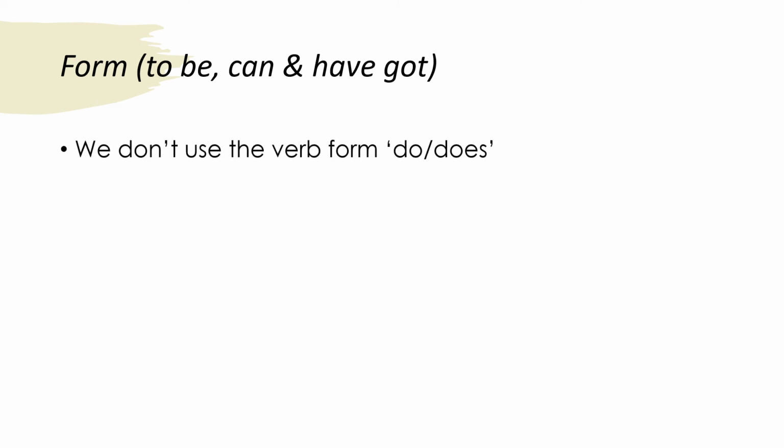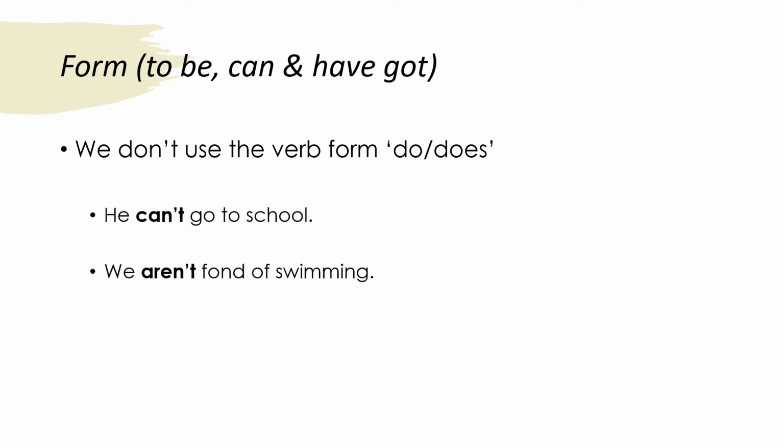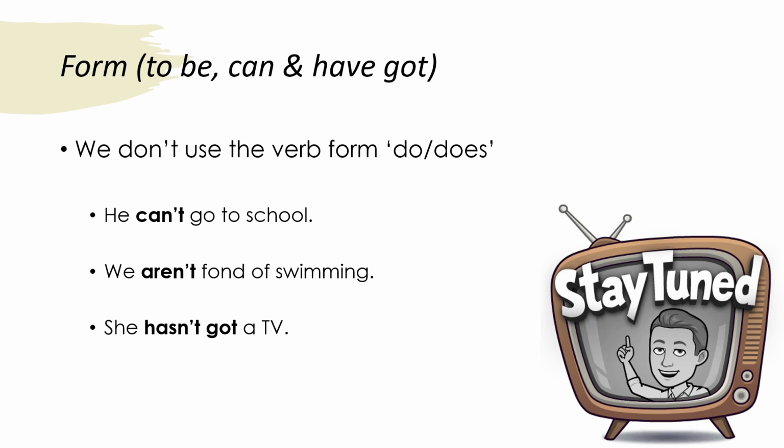Now, there are some extra exceptions. The verbs to be, can, and have got don't use the verb do or does. We simply put our verb in a negative form. Examples are he can't go to school, we aren't fond of swimming, she hasn't got a TV.